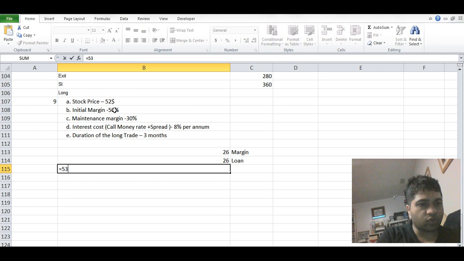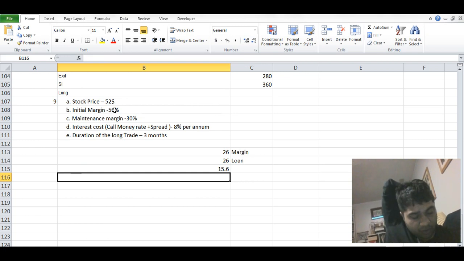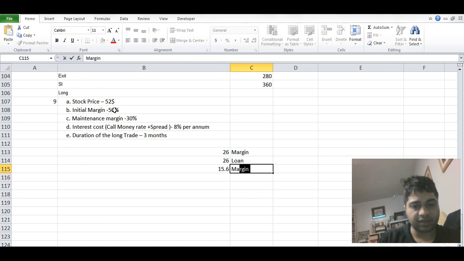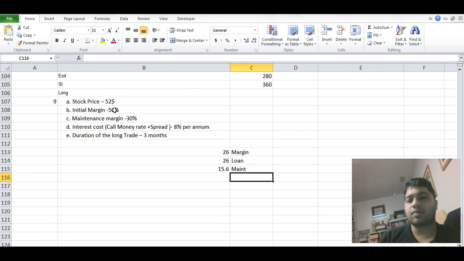Maintenance margin is 30%. So 52 multiplied by 30%, that is 15.6 is the maintenance margin. You have to maintain this much amount in your margin account to stay in the trade, otherwise you have to exit.